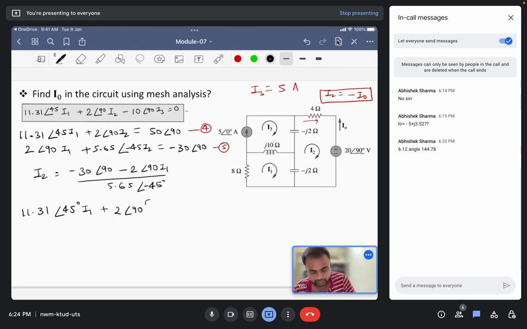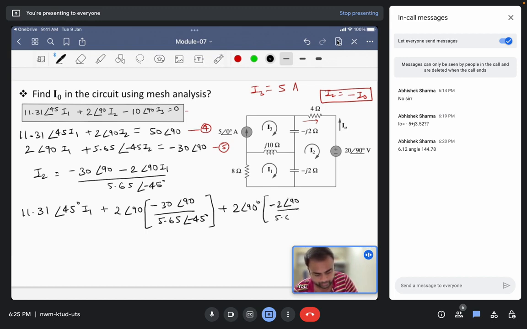So let us first of all take the part which doesn't have I1. So minus 30 angle 90 degrees divided by 5.65, angle is minus 45 degrees, and again we have plus twice angle 90 degrees, and in the bracket we have 2 angle 90 degrees by 5.65 angle minus 45 degree, and I1 is equal to 50 angle 90. So this is the complex equation.